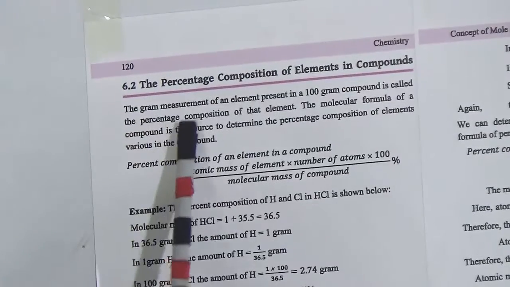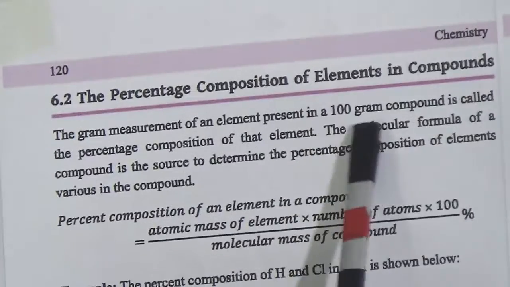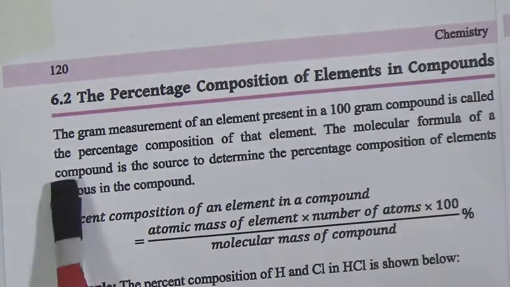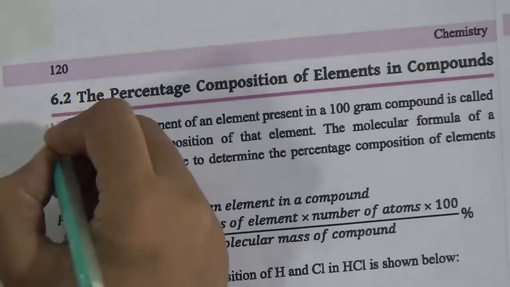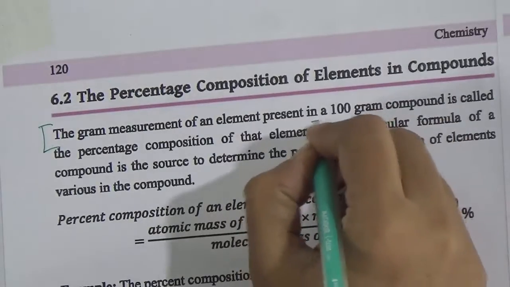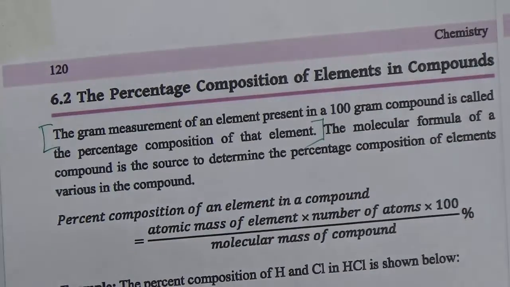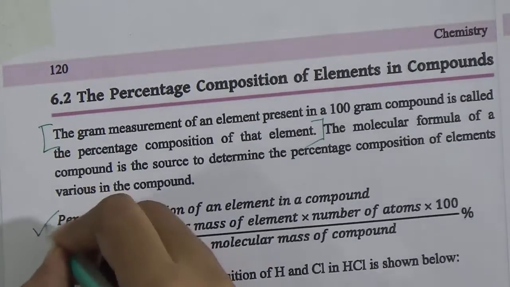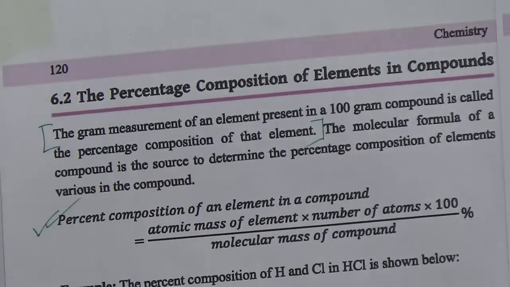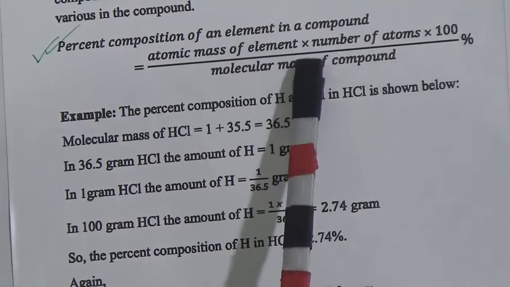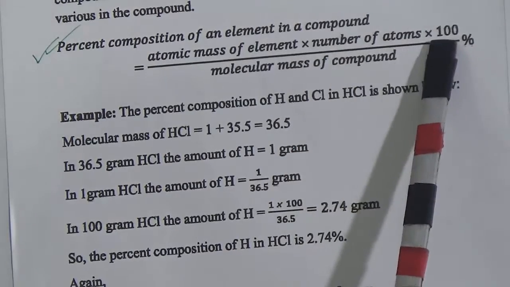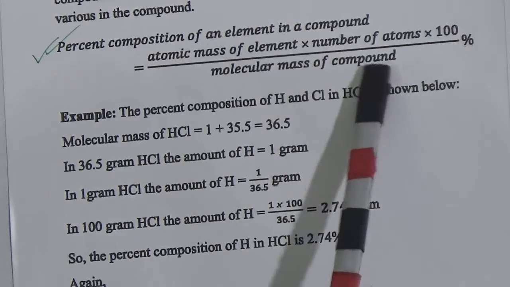The gram measurement of an element in a 100 gram compound is called the percent composition of that element. This is the definition of percent composition of an element in a compound, and this is the percent composition formula. How will we find out the percent composition of the element? Percent composition of an element in a compound is equal to atomic mass of the element multiplied by number of atoms multiplied by 100, divided by molecular mass of the compound.